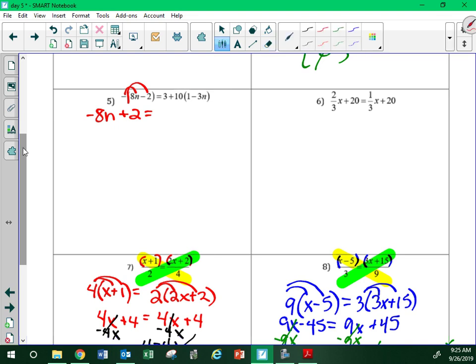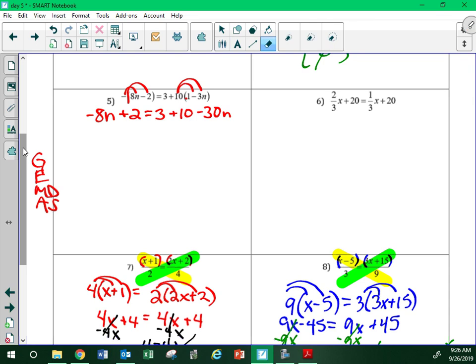So it'd be 10 times positive 1, which is positive 10. Positive 10 times negative 3 is negative 30. Okay, so again, we have to distribute first, because if we think of our order of operations, the grouping symbols are always first. But technically we're actually multiplying here, so multiplying comes before the subtraction.